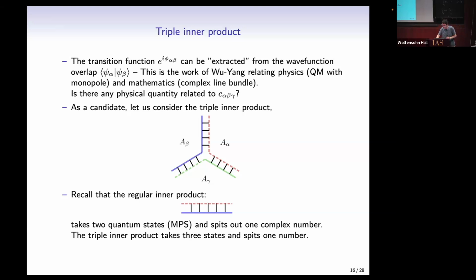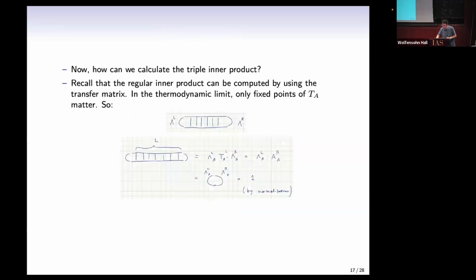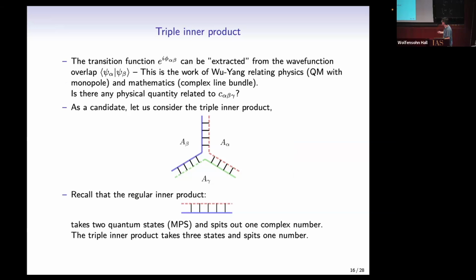Okay, so how does this work? Let me first review the regular inner product. I define it this way, but I'm interested in many-body quantum systems in which I have infinitely many degrees of freedom. So I want to take the thermodynamic limit. Yes, question? So bipartitioning here is just a kind of bar chart. I just call this region part A, this region part B.